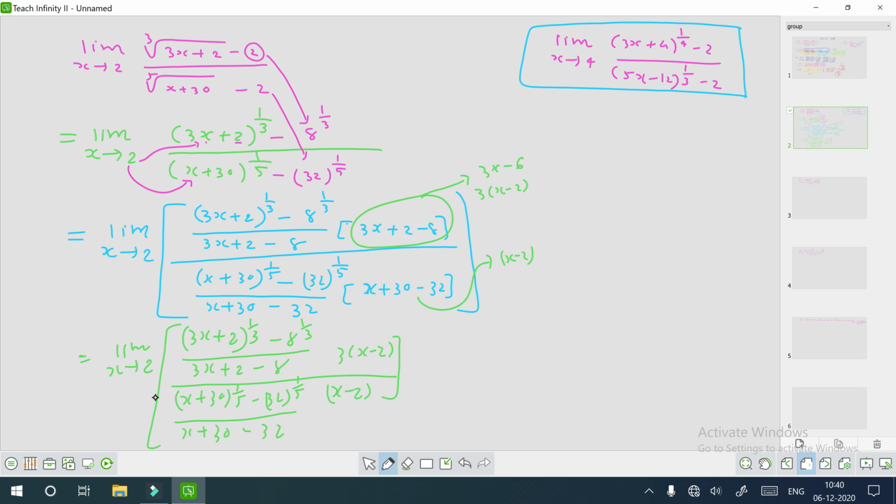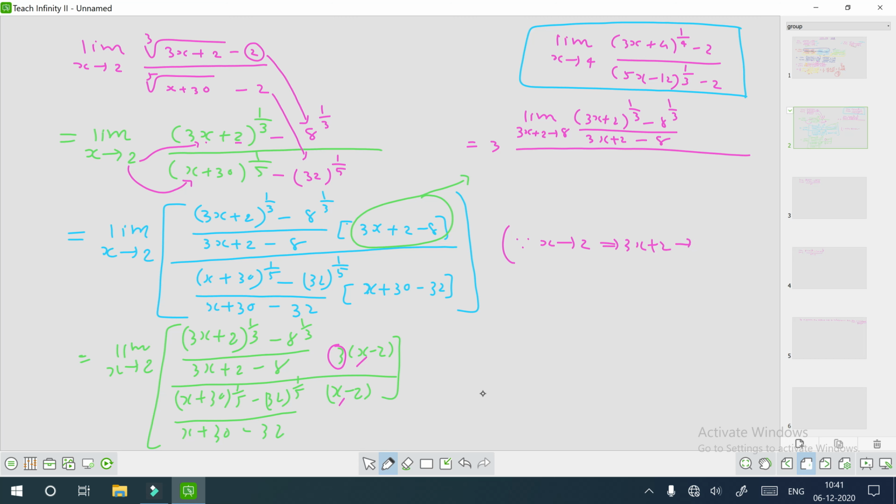Clear? Now see here, x minus 2 gets cancelled. We get 3 here, so take it outside. 3 in the numerator. Limit variable. What is variable in our case? 3x plus 2 raised to 1 by 3 minus 8 raised to 1 by 3 over 3x plus 2 minus 8. And here 3x plus 2 tends to 8. Put the reason: x tends to 2, so 3x plus 2 tends to 8. Why?